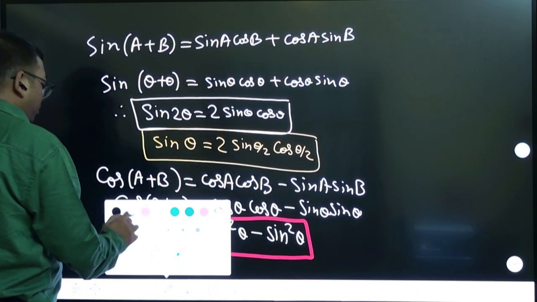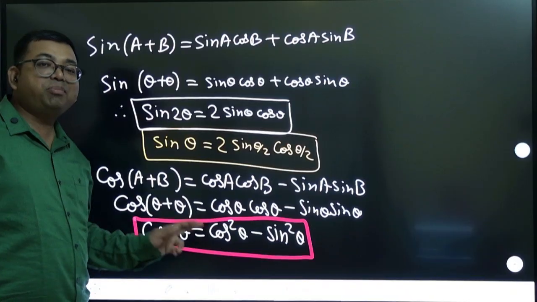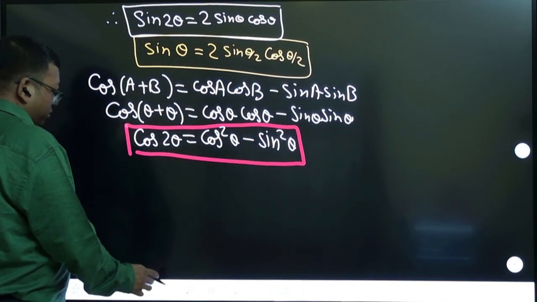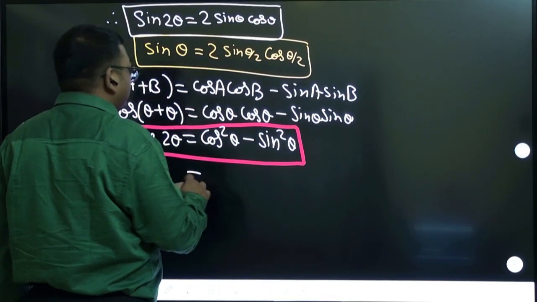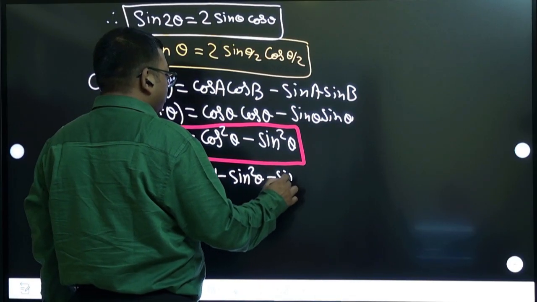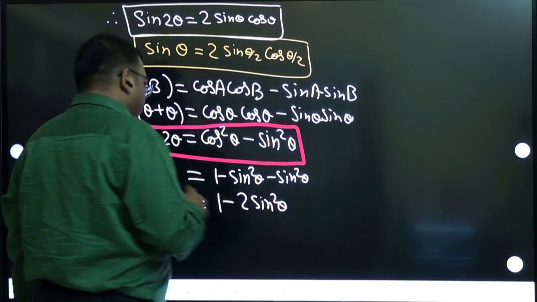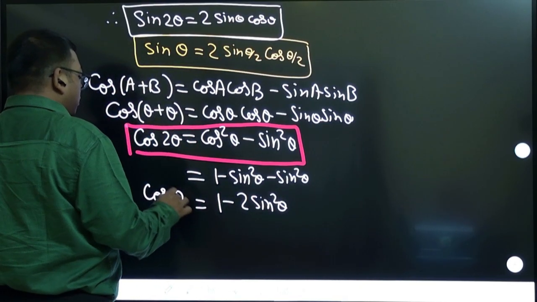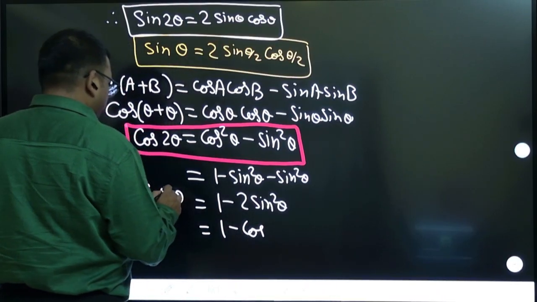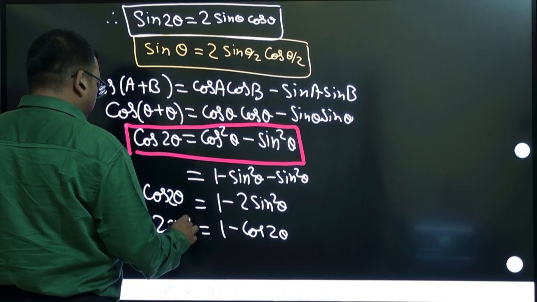Very important. Now see this formula that we are writing, it has a major application in physics. This cos 2 theta is very nice because I can write cos square as 1 minus sin square, and this is already sin square. So this can be written as 1 minus 2 sin square theta. Same cos 2 theta can be written like this. Now, if I write 1 minus cos 2 theta, I can write this as 2 sin square theta.